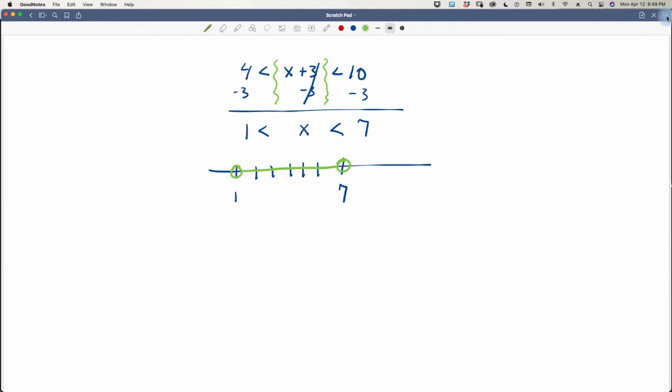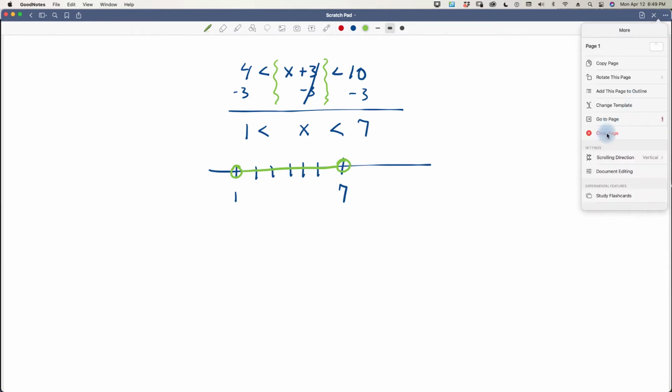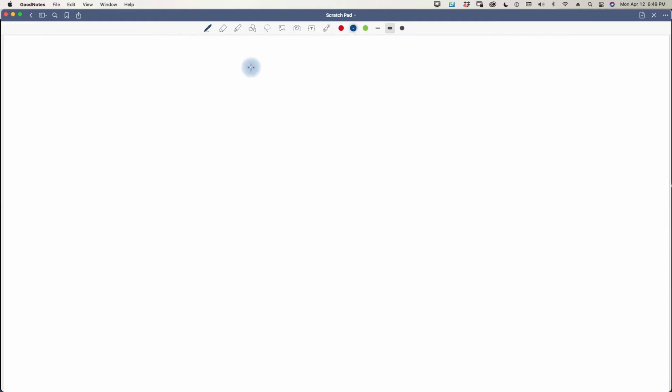All right, so let's try one. Let's try example 111.1. This inequality conjunction says to graph -5 is less than or equal to x minus 4, which is less than 2, and the domain is integers.